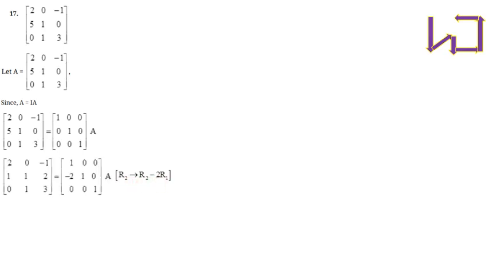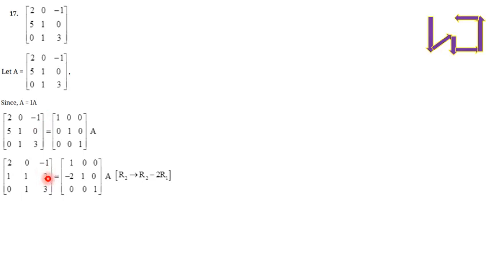In the sense, R1 remains the same, 2 0 minus 1. And R2 first element is 5 minus 2 into 2. 5 minus 2 into 2 is 5 minus 4, which is 1. Next, R2 is 1 minus 2 into 0, which is 1 only. Next, 0 minus 2 into minus 1 is equal to plus 2.